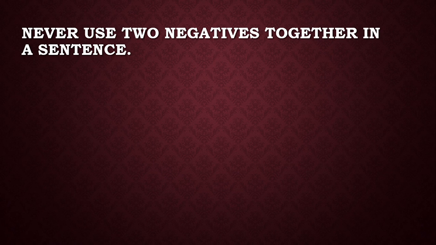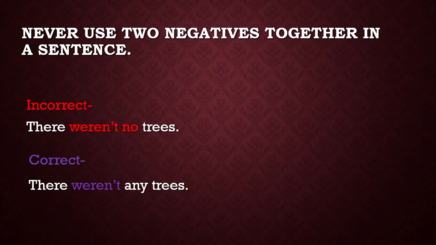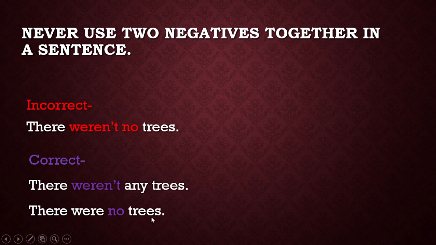Never use two negatives together in a sentence. It's kind of like two positives. You can't have two negatives there because then that makes it a positive. So don't put two negatives close together. Incorrect: there weren't no trees. See how not is there and no is there? You can't have them together. Now a correct way to write that would be there weren't any trees. Because there's the negative, and there's the positive. It works. Here's another one: there were no trees. Okay? Two negatives, no. One negative, that's fine.